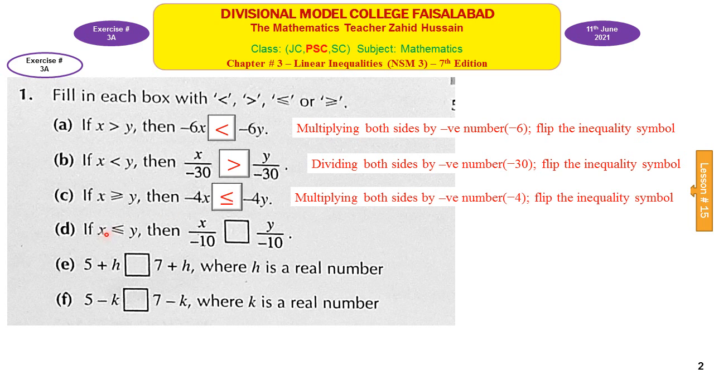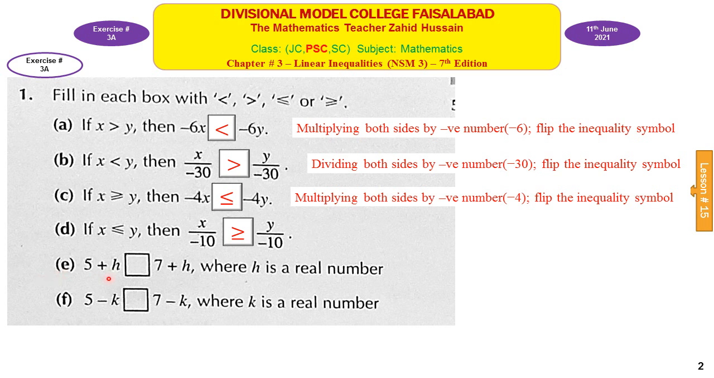And in D part, the inequality is x less than or equal to y, and both sides of this inequality are divided by a negative number, which is minus 10. So dividing both sides by a negative number changes the sign of inequality. So this sign will be changed, and we will write greater than or equal to sign in the box.